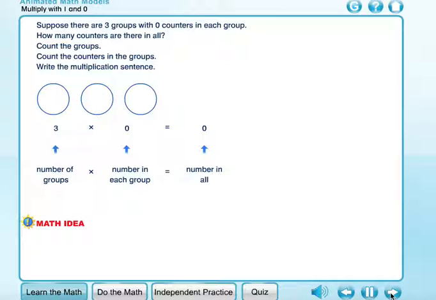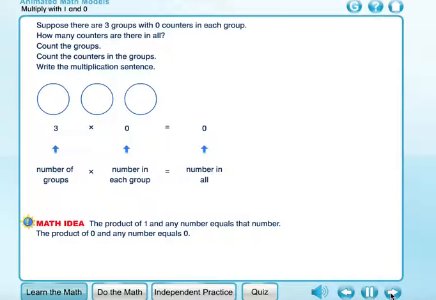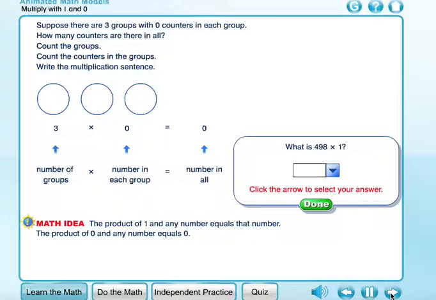Math idea. The product of 1 and any number equals that number. The product of 0 and any number equals 0. What is 498 times 1?